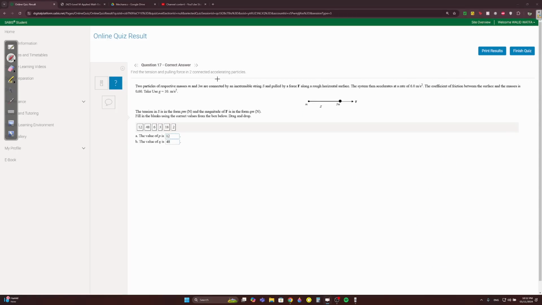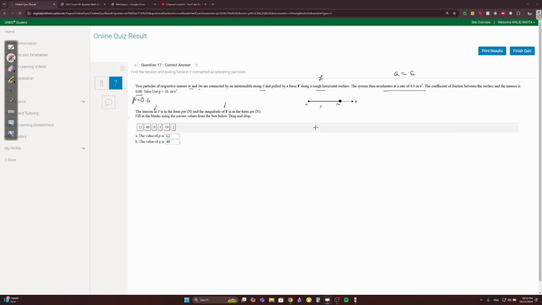Question 17. Two particles of respective masses m and 3m are connected by a string S and pulled by a force F along a rough horizontal surface. Rough means there's friction. The system then accelerates at the rate of a equal to 6. The coefficient of friction is 0.6, so mu is equal to 0.6. Take g equals 10. They want the tension in S and they want the force.